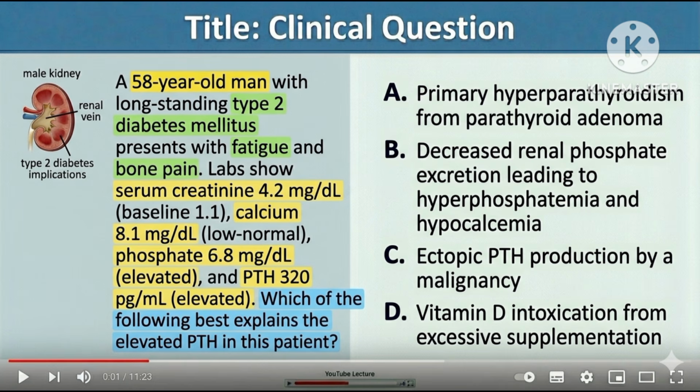Ectopic PTH production will be seen in renal cell carcinoma. We will see vitamin D intoxication due to excessive supplementation or in patient with sarcoidosis, because in sarcoidosis there is increased activity of alpha 1 hydroxylase, leading to activation of vitamin D, causing hypercalcemia, not hypocalcemia.